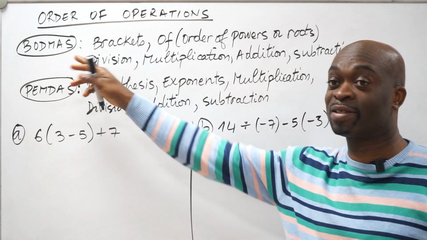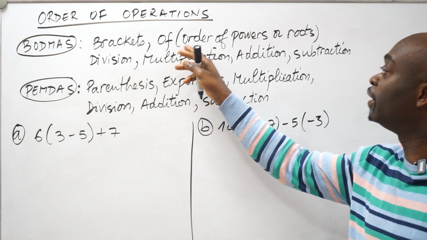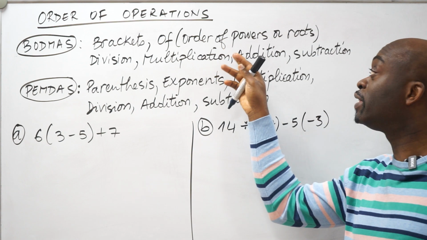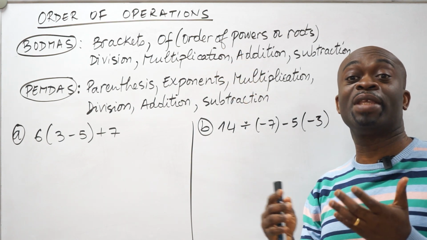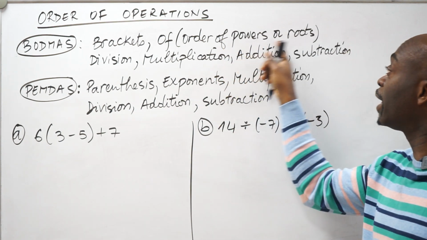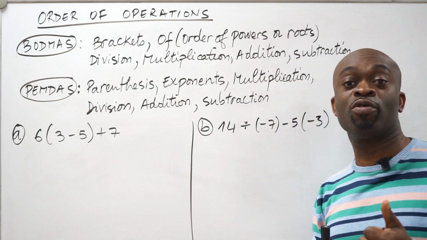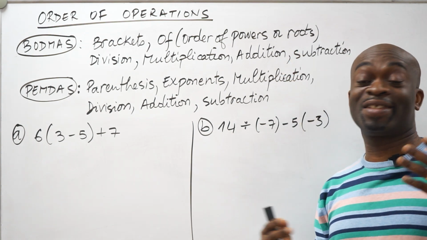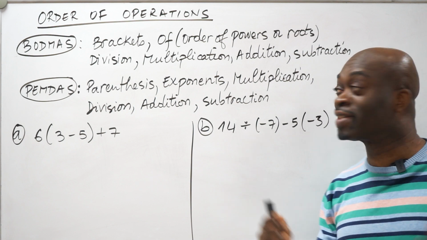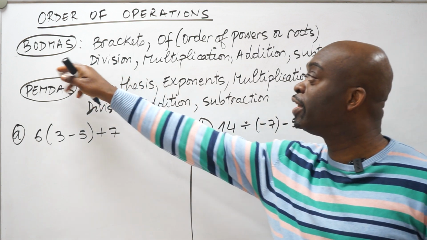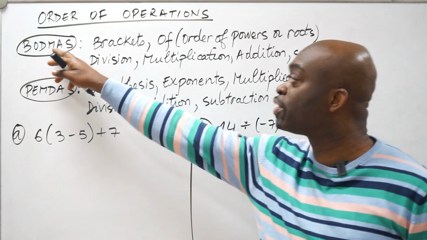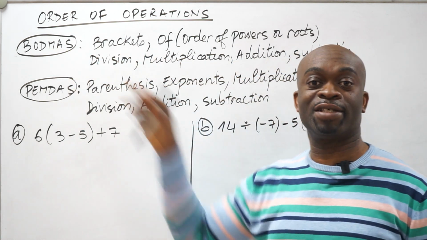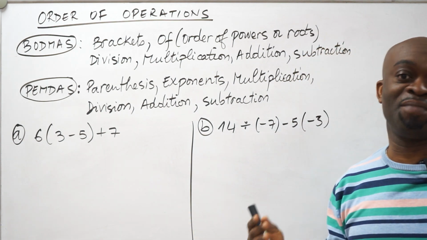We have brackets for B, and for the O, order of powers or roots. That means if you're dealing with powers, which is the same thing as exponents, and then roots, like square root, cube root, fourth root, all of those beautiful roots, okay? Then division, D, multiplication, M, addition, A, subtraction, S. All right? So that's what BODMAS means.